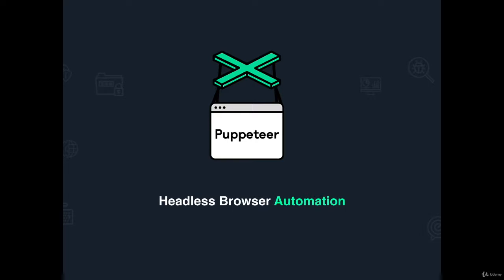Let me welcome you to the remastered second version of automated software testing with Puppeteer. Puppeteer is a very powerful tool for browser automation. It is also a very good alternative to Cypress and Selenium. I would say it's even better than both of them.